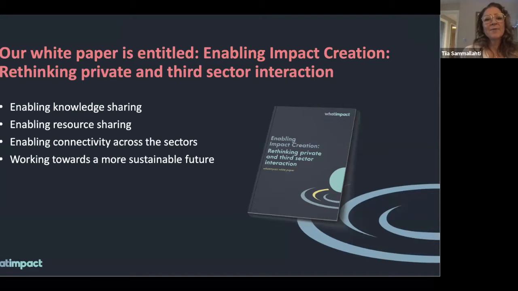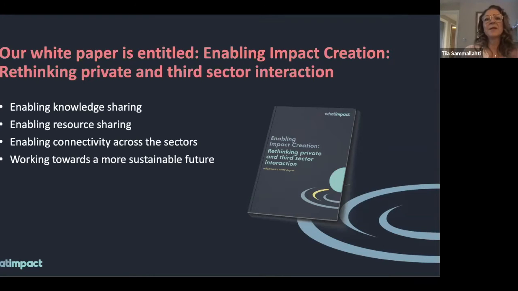So our report name is Enabling Impact Creation. As our name says, we are totally focusing on the impact we can create together, and also our thoughts around how this private and third sector interaction could be enhanced and made more efficient, because there are various gaps in the market.